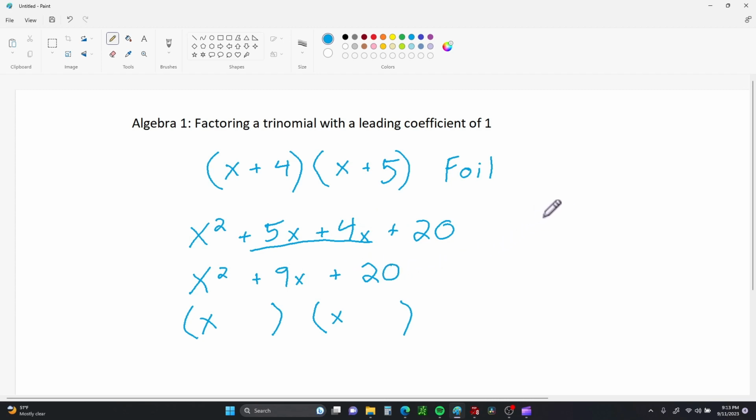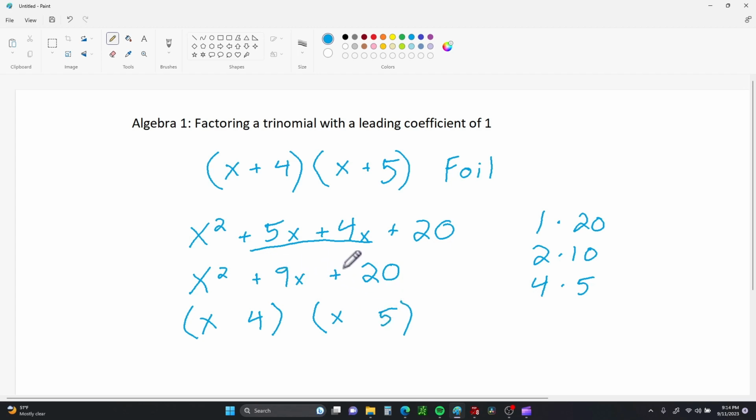So what I do is I'm going to list the factors of 20 over here. So I have 1 times 20. Those added together would give me 21. Then I have 2 times 10. Then I have 3, which doesn't work. And then I have 4 times 5. Well, the 4 times 5 adds up to 9, and at the same time, they multiply to 20. So one is going to be a 4 and one's going to be a 5.